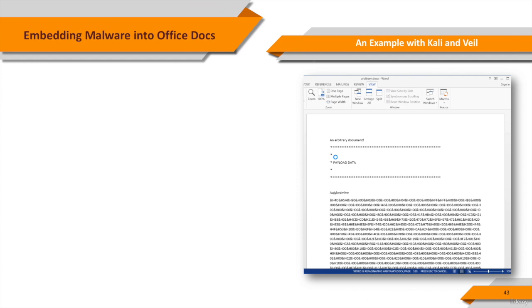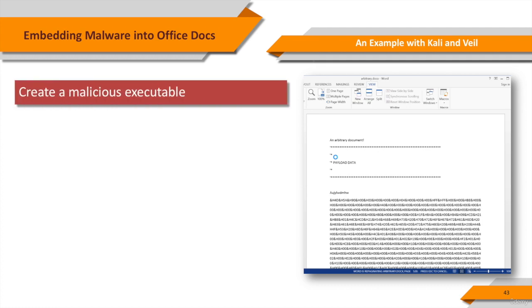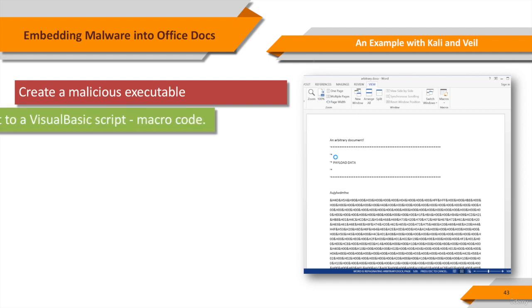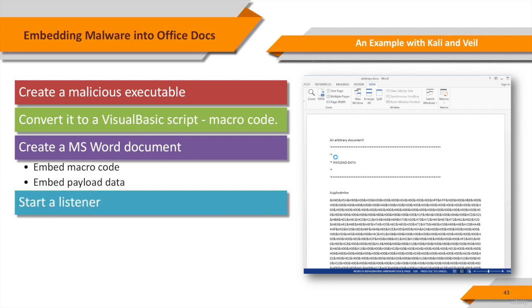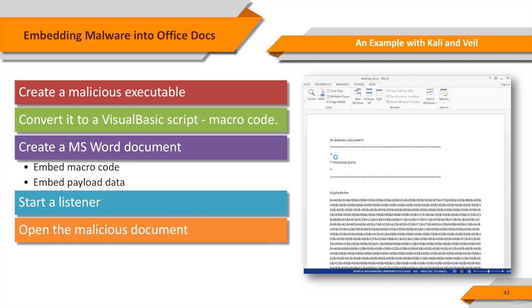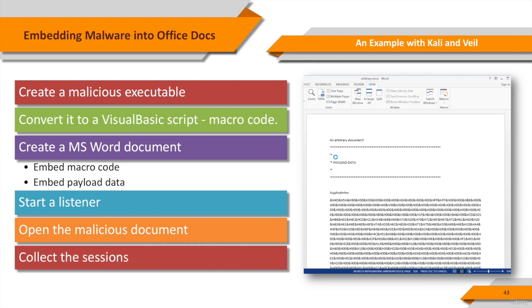Let's prepare a malicious Word document using the Metasploit framework and Veil framework. The steps of this example will be creating a malicious executable, converting the malware into a macro code which is ready to be embedded into an Office document, creating the Office document, embedding the script code as a macro, and concatenating the payload as text. Starting a listener to listen to the sessions of the victims who open the Office document. Opening the document as a victim. Collecting the session as the attacker.